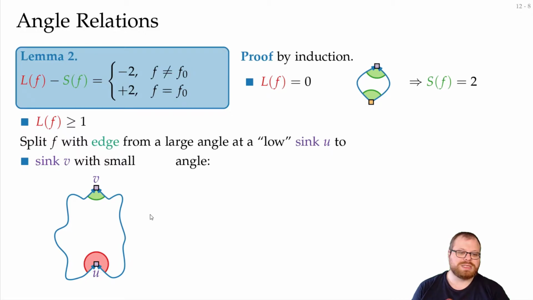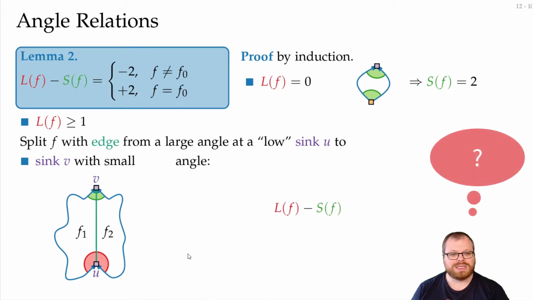Let's start with a sink with small angle. So we take our face and we add another edge here in between. That splits the face into two smaller ones, f1 and f2. And by induction this formula holds for f1 and for f2. Now let's count. How many large and small angles do we have here compared to f1 and f2?